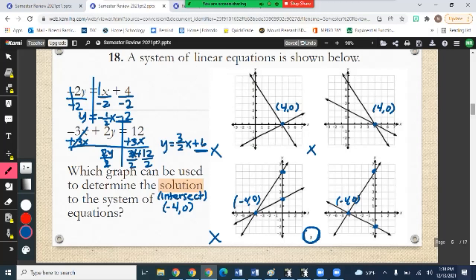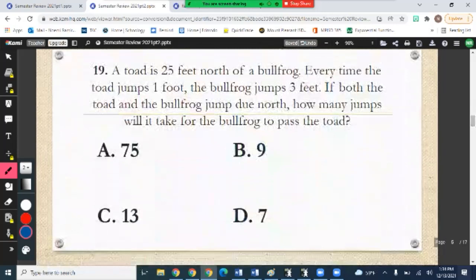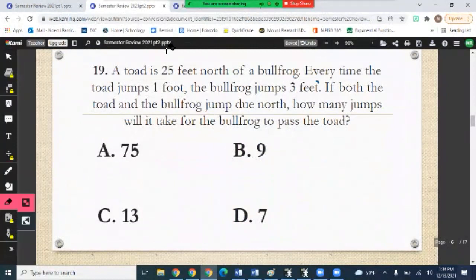Ready? All right, 19. I did write a hint on this one. How do you solve this? By doing what? Creating a proportion. Now, what's a keyword that you could see that lets you know that you have to make a proportion? It's in there as well. What's beside the word proportion? Varies directly. Make sure you underline it. If you see the words varies directly.